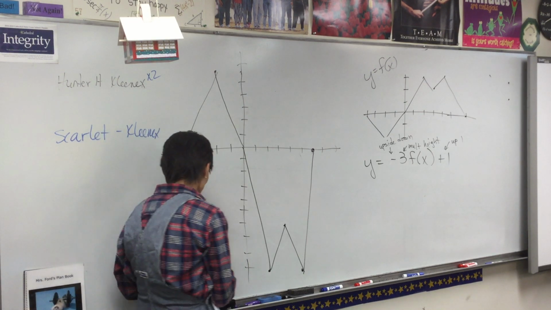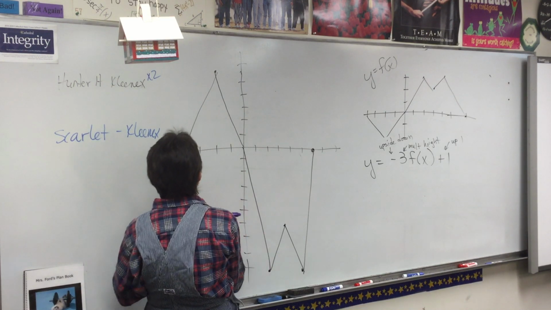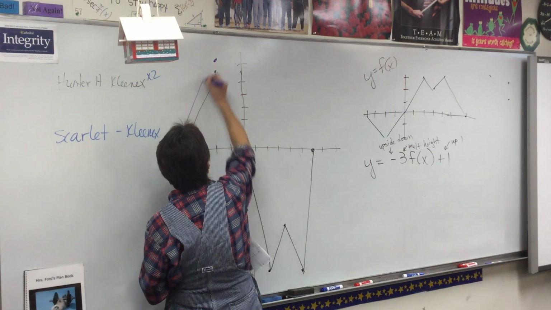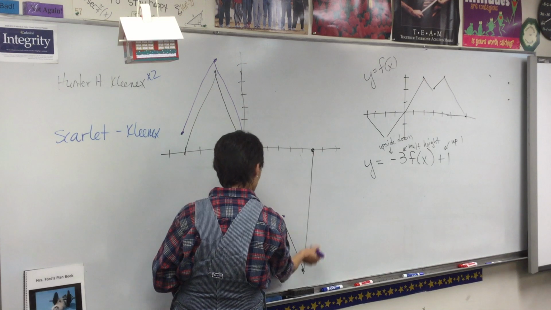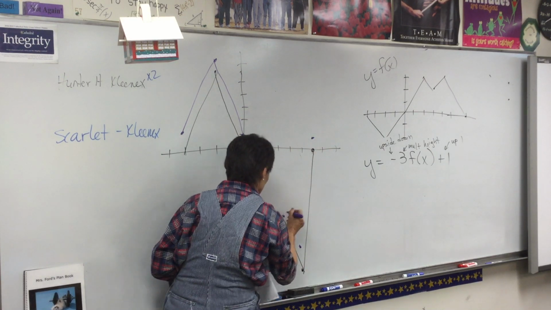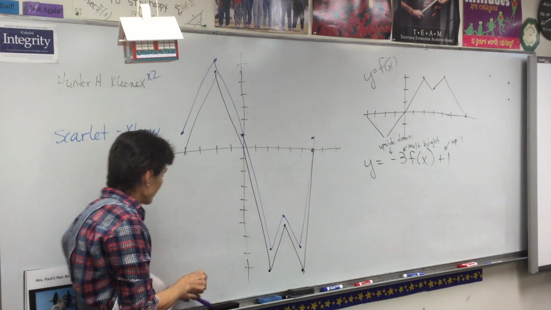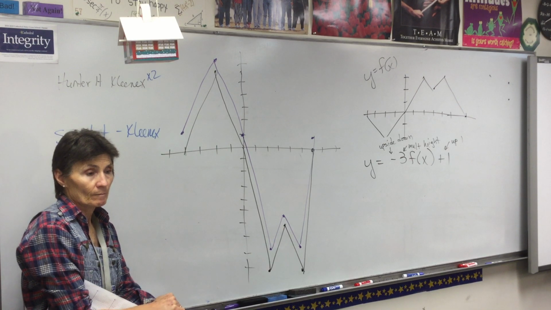Now I'm going to pick it all up 1. That's easy. Do not panic. Just pick every point up 1. So here, here, here. Here's your triangle. Here, here, here, here. Here's your W. Easy peasy. The purple is the final answer.